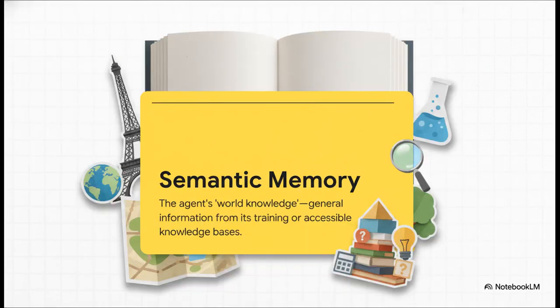But what about just general knowledge, facts about the world? That's where semantic memory comes in. This is the AI's textbook and encyclopedia all rolled into one massive book in its backpack. It's the huge collection of facts it knows about everything. Things like the capital of France is Paris, or the boiling point of water. All the stuff it learned during its initial training.